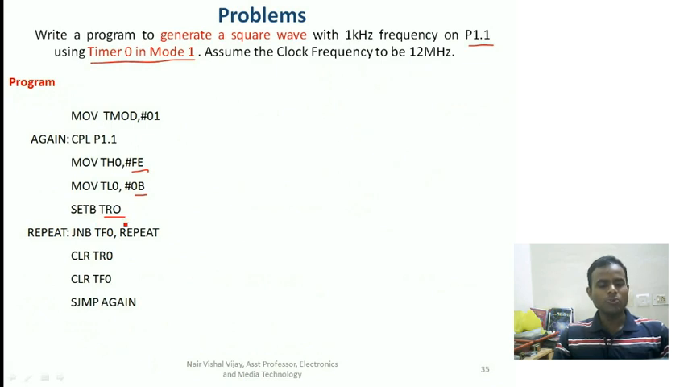Once you make timer 0 run, you need to keep on checking the timer overflow flag. So how do I do that? I write a statement JNB, jump when the bit is not set, that is, while TF0 is not set, I just repeat the statement. What I understand by this is I keep on checking the flag of timer 0 in mode 1, if it is set or not set.